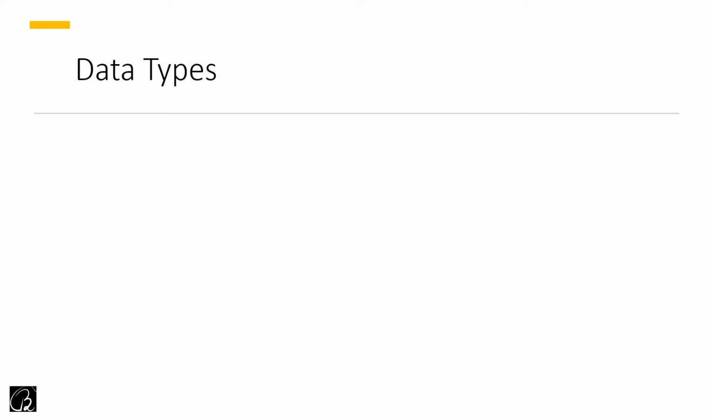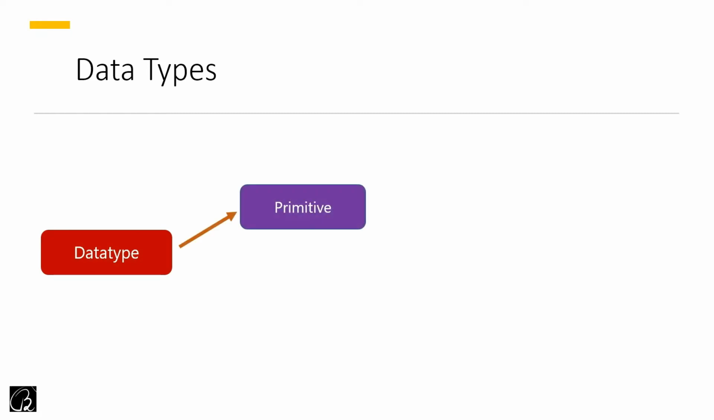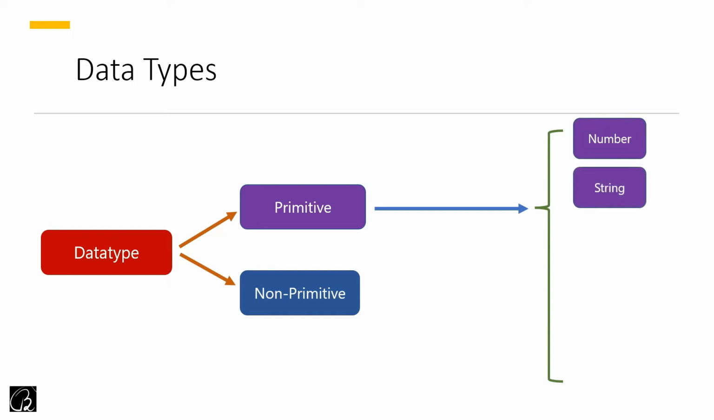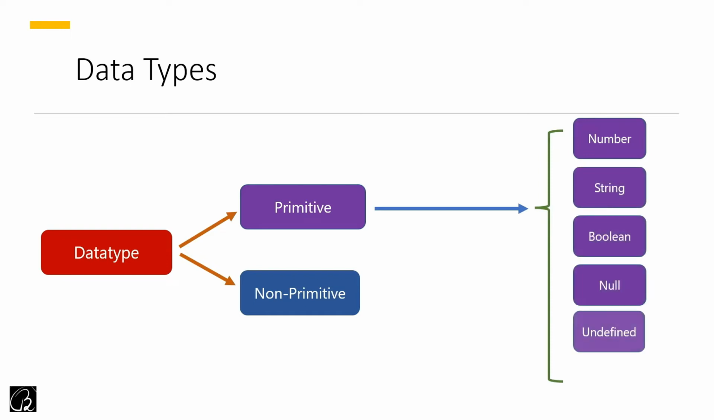It's not all about JavaScript, it applies to almost other languages as well. We have two types of data: primitive and non-primitive. Primitive data types are those which are built-in or predefined. In JavaScript, we have five such primitive data types that we mostly use: number, string, boolean, null, and undefined. But there is one more data type called symbol, which was recently introduced.